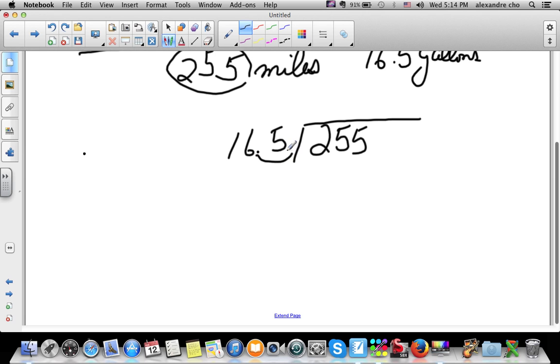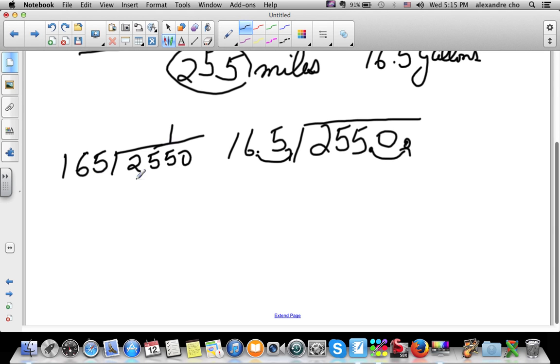Move 1 to the right to become a whole number. That becomes 165. And then inside, you're also going to move 1 over. There is no decimal because it's a whole number, so add a decimal and move it 1 over. You need to add a 0. That's your new decimal place. So your new number becomes 2550.